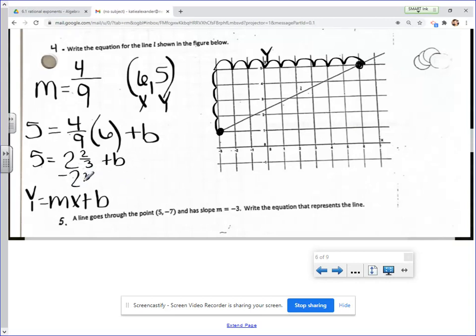So I'm subtracting 2 2/3 from both sides. We're solving this equation for the letter B. Positive 2 2/3 minus 2 2/3, that's just 0. We don't have to say that.